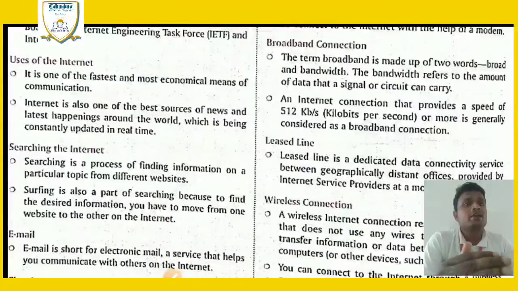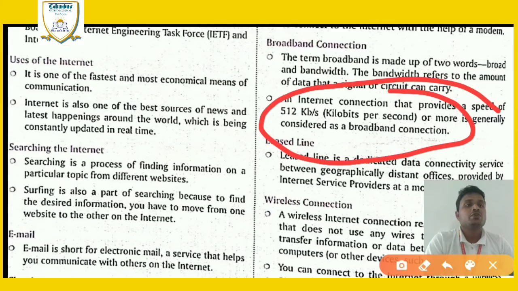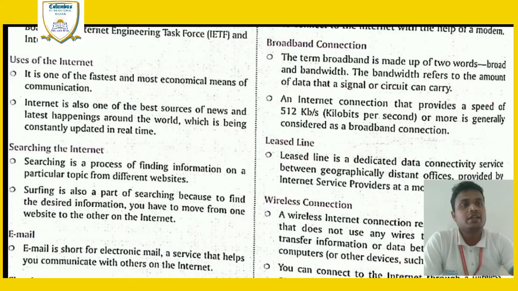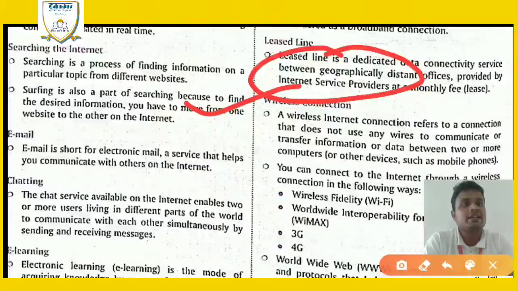Broadband. The term broadband is made up of two words, broad and bandwidth. Bandwidth refers to the amount of data that a single wire or circuit can carry. An internet connection that provides a speed of 512 kbps or more is generally considered a broadband connection. You know the broadband connection is used for high-speed internet connections. Okay. Leased line connection: those connections provided by telephonic lines are leased line connections.